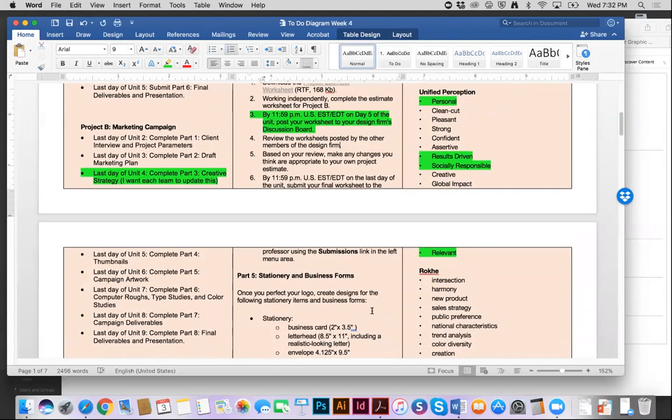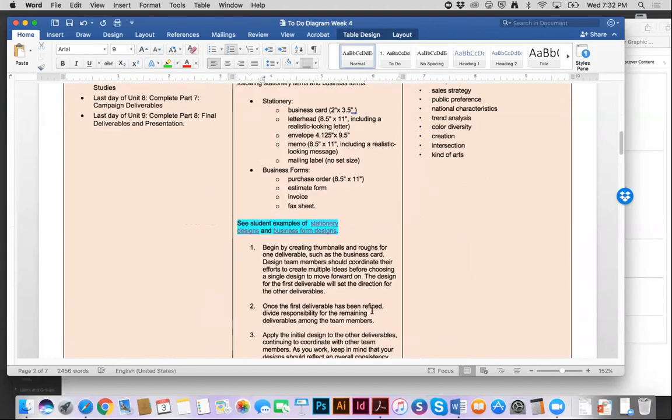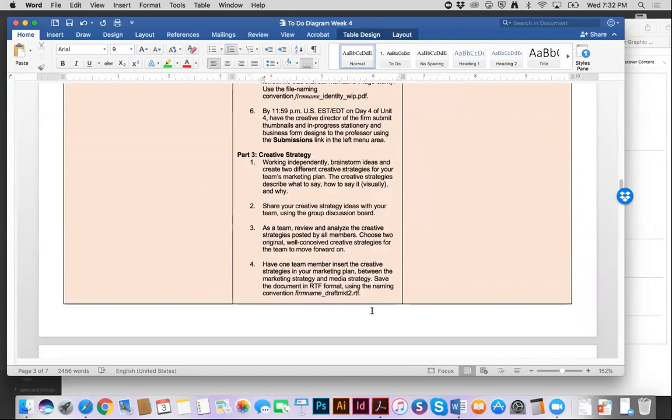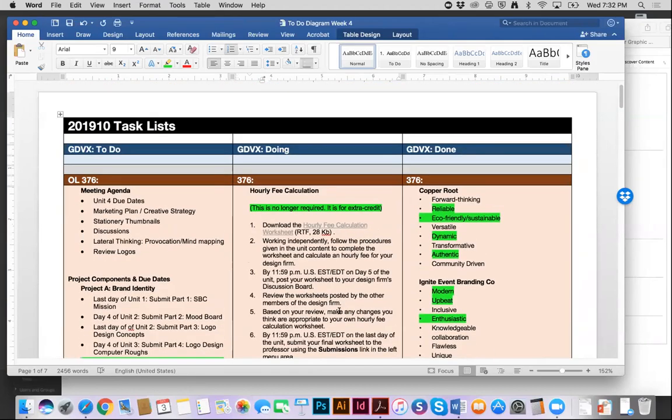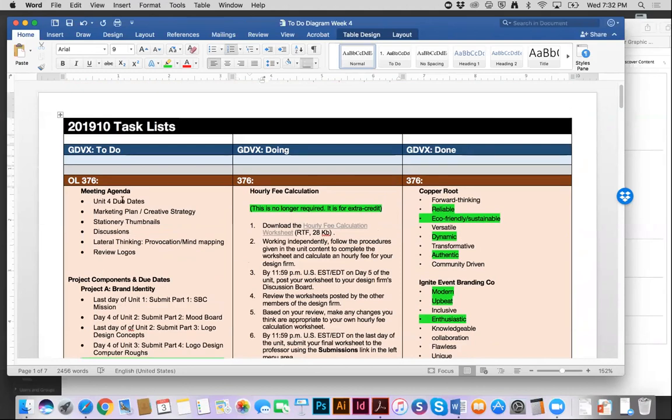All right. I think we've gone over stationery business forms. We've already talked about creative strategies. All right, we're good. Okay, let's go back to our meeting agenda. So at this point, we've discussed due dates. We've kind of gone over the marketing plan, and it's just kind of a review of the marketing plan. We've reviewed creative strategy and what's important there. We've talked about stationery and biz form thumbnails, and kind of how I want you to and refs at this point.